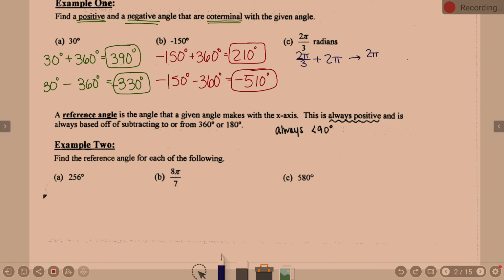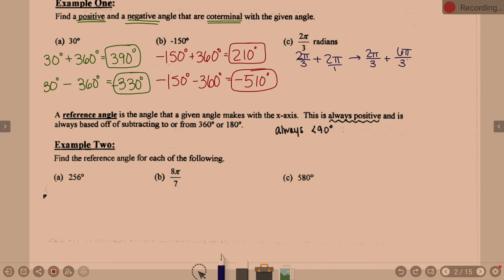What is a common denominator here? 3. If 2 pi over 3 already has a denominator of 3, it's the only denominator there, so it's the common denominator. So what is 2 pi in terms of thirds? 6 pi. It is 6 pi over 3, right? Multiply by 3 over 3.